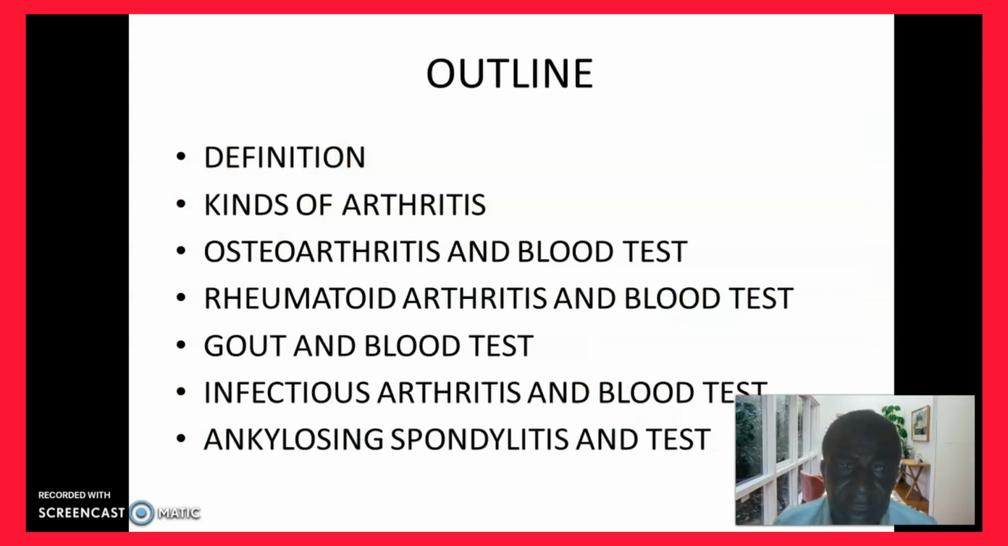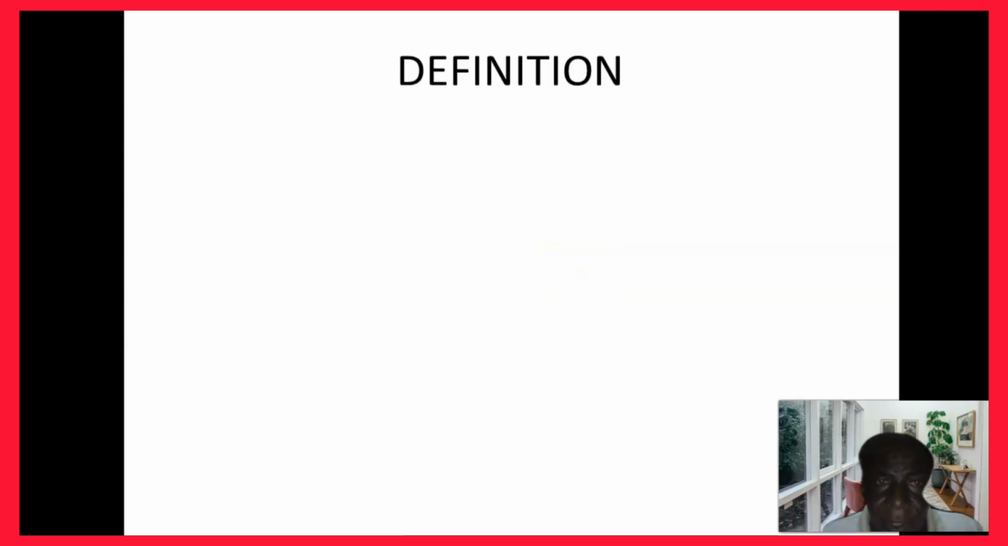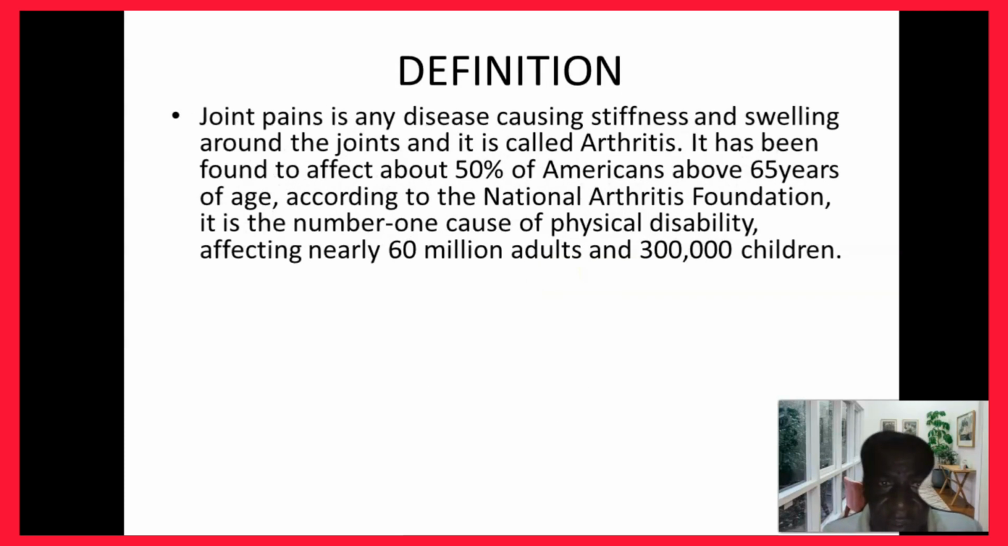Let's look at the outline. We start with definition, then followed by kinds of arthritis: osteoarthritis, rheumatoid arthritis, gout, infectious arthritis, and blood tests. Then lastly, we go on to spondylitis and tests. Today, the definition is as follows.